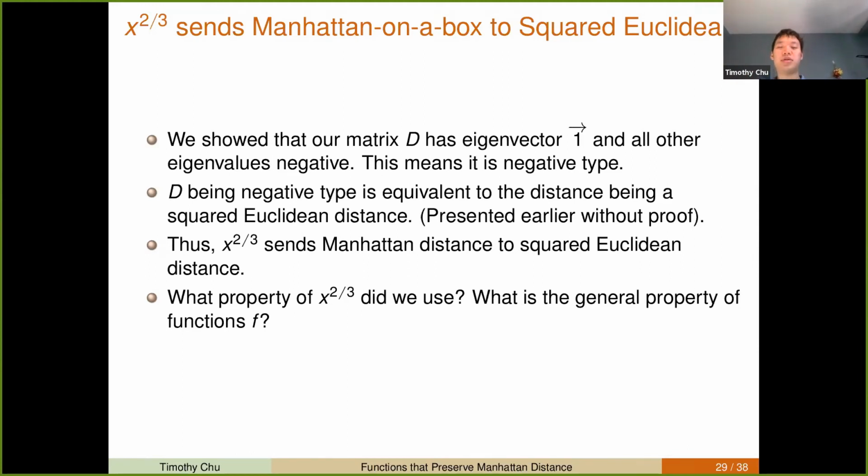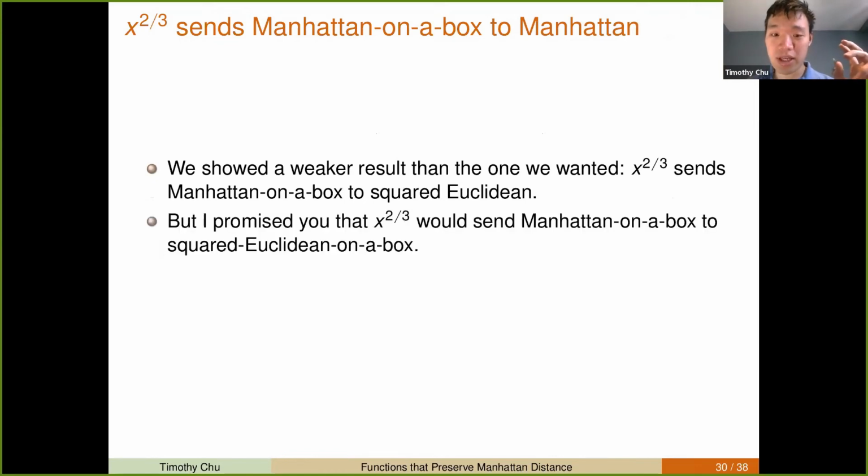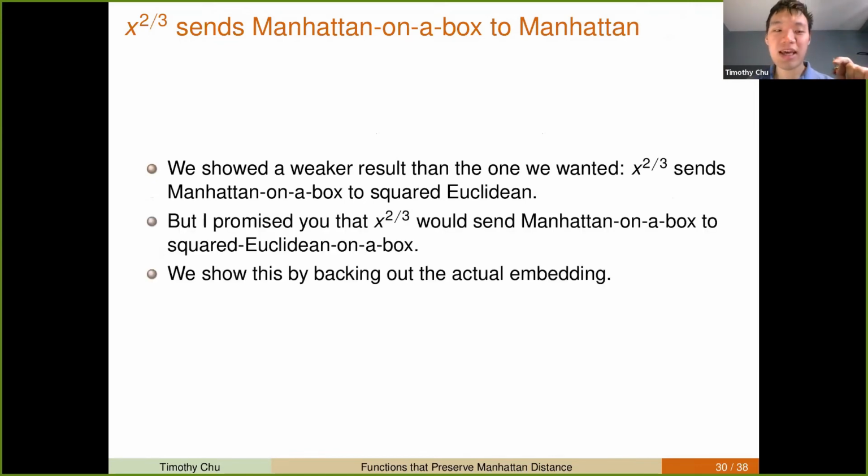Great. So by using this beautiful matrix criterion, we've shown that x to the 2/3 sends the Manhattan distances to squared Euclidean distances, but that's not what I promised you in the proof outline. I promised you that it should send these Manhattan distances on a box to squared Euclidean on a box. How do I do that? Well, once again, I'm going to use the amazing eigenstructure of D. And I'm going to show this by backing out the actual embedding.